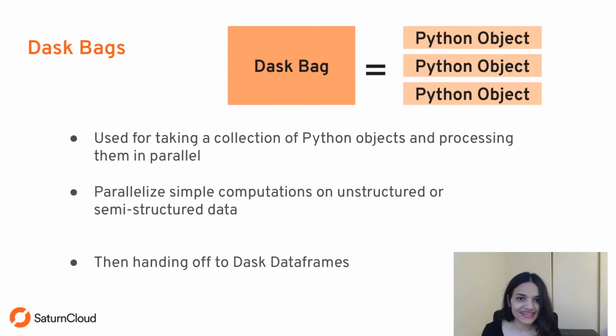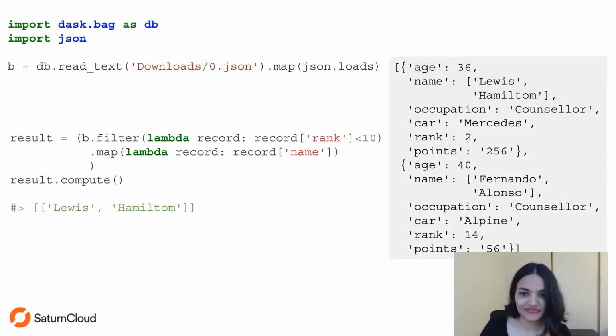Let's try to understand this again with an example. So here I have a JSON file which has some information about Formula One drivers. Now, I'm not sure if this information is up to date because it's been some time since I created this file. But anyways, back to Dask.